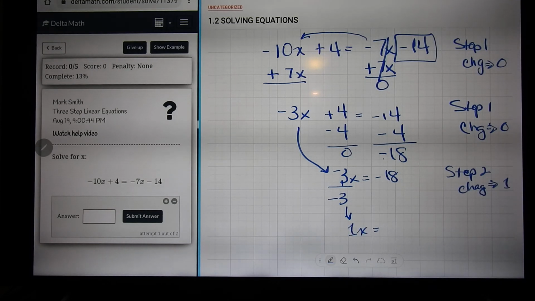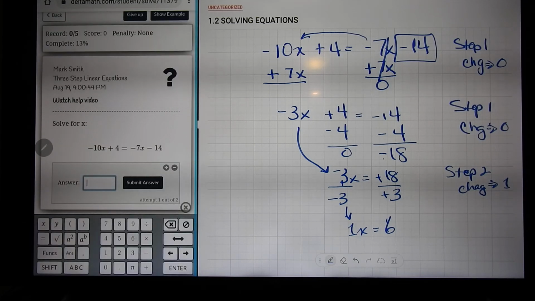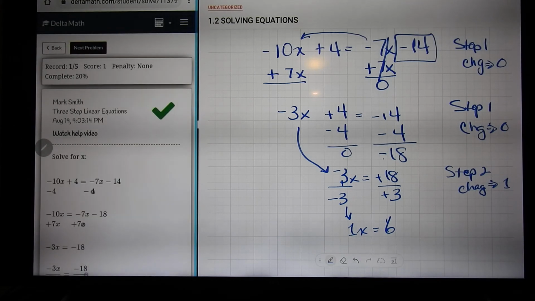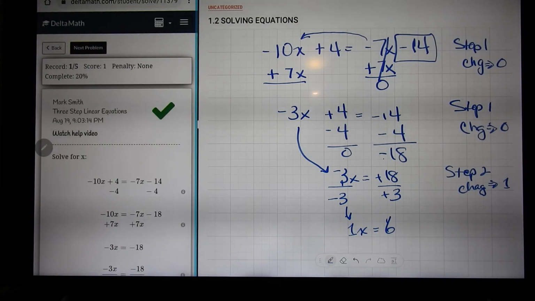All right, since we divided by negative 3, we need to divide by negative 3 over there. You have two negatives here, so that changes this into a positive. 18 divided by 3 is 6. I can do that in my head. And we put in 6 as the answer over here. We say yes, and we get a check mark on the first one.